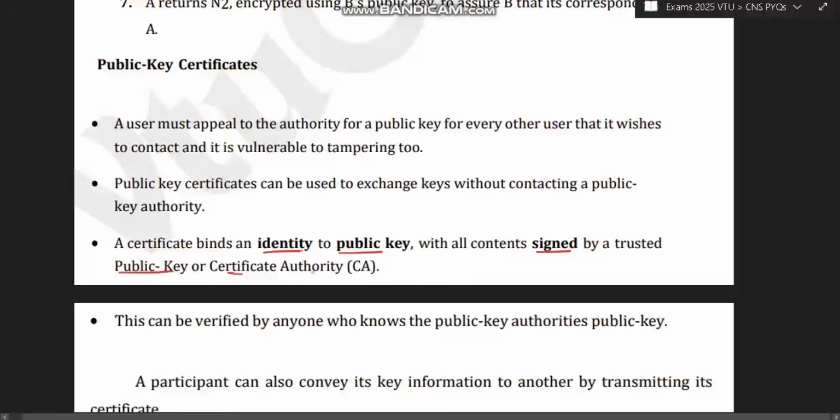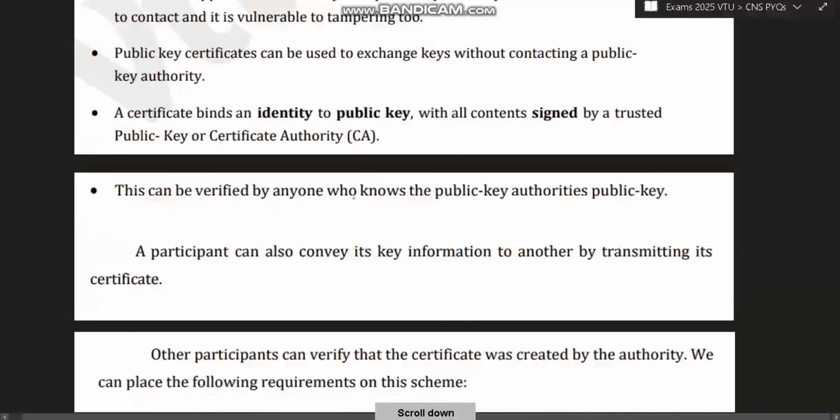public key or certificate authority. So instead of going to the public key authority, we are getting it signed by a trusted public key itself. Okay, or a certificate authority itself. It's not the public key authority, it is the certificate authority itself. So if a certificate is there, that means you are authorized. This can be verified by anyone who knows the public key authority's public key.